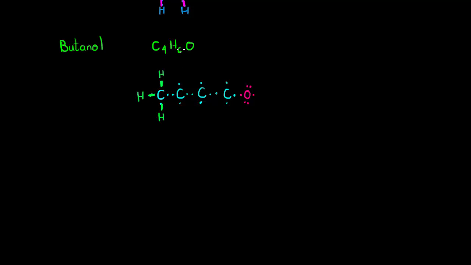Sorry, I said 6, I meant 10. 1, 2, 3, 4, 5, 6, 7, 8, 9, 10. Yes, sorry, I don't mean 6, 10. Then hydrogen, hydrogen, hydrogen, hydrogen, hydrogen, hydrogen, and then finally this one, we've got another hydrogen here, connected to the 1 valence electron there.